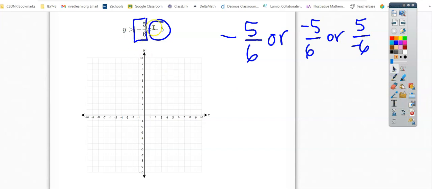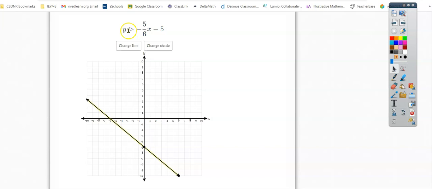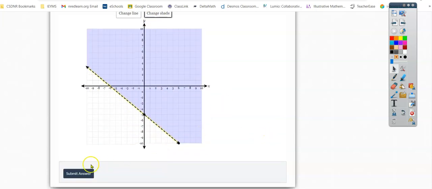So I'm going to start at my y-intercept of -5, and I'm going to use this version, the -5 with the numerator. So that means I'm going to go down 5, 1, 2, 3, 4, 5, but then I'm going to move +6 to the right. There we go. Now I'm going to choose my shading and my boundary line. My boundary is greater than, so I need a dashed line, and my shading should be above that line. Click submit.